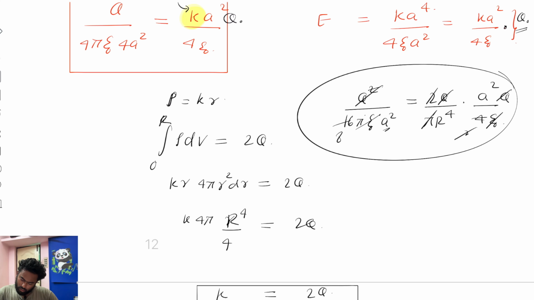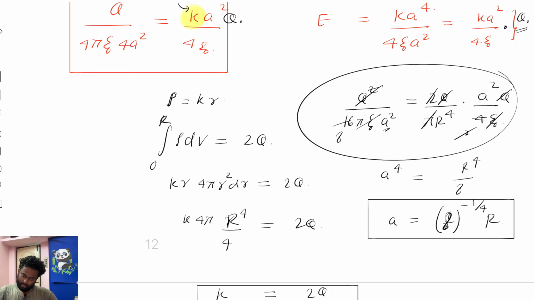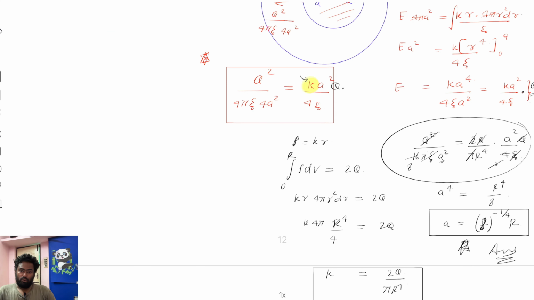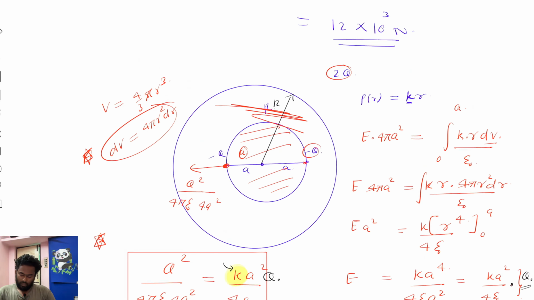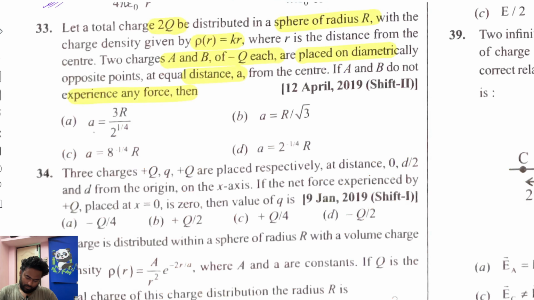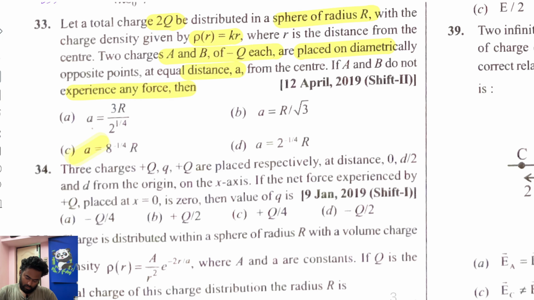See here, a squared, so a power 4. One side it will become r power 4 by 8. So a equals how much? 8 power minus 1 by 4 times r, and that is our answer. Okay, this is a good question. Again, I'm telling you, it will take a lot of effort. If you don't know this question, simply leave it and move on to the next simple questions. So 8 power minus 1 by 4 r.